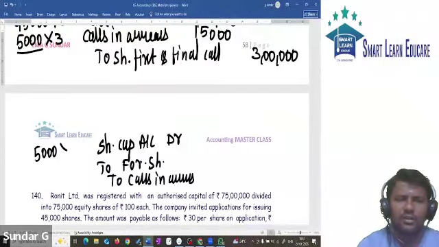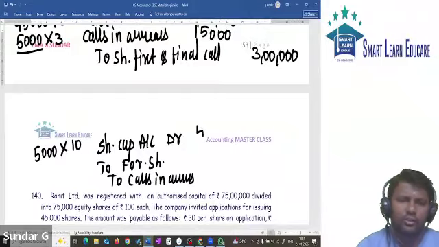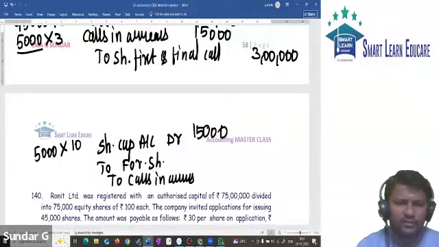5,000 shares into what is fully called up, 10 rupees. Securities premium collected, 5,000 into 10 will give you 15,000. Forfeited share, 5,000 into.